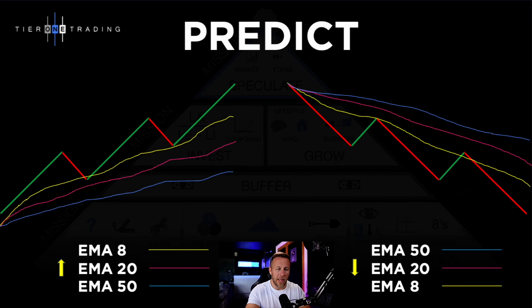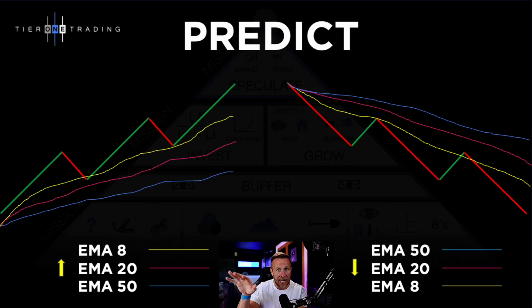So what that looks like here is we're looking for a fanning effect where the 8 has to be above the 20 and the 20 has to be above the 50 in a bullish trend, or in a bearish trend, the 8 has to be below the 20 and the 20 has to be below the 50. In other words, the 8 has to be nearest to price and the 20 has to be second closest to price, and then the 50 has to be the third closest to price. I've shown it in a very, very simple diagram here that should be very easy to understand. We want this nice fanning effect.